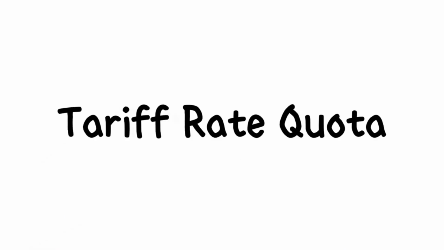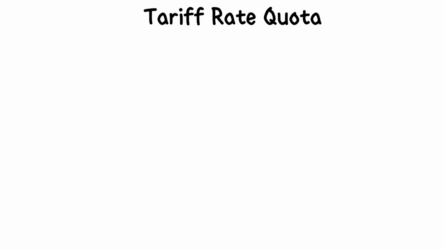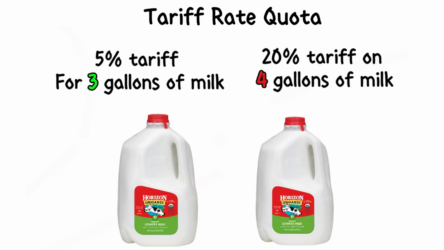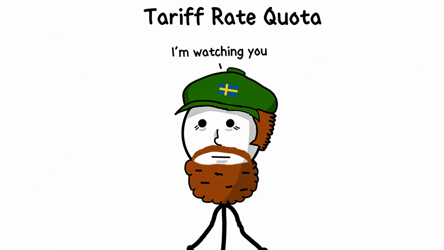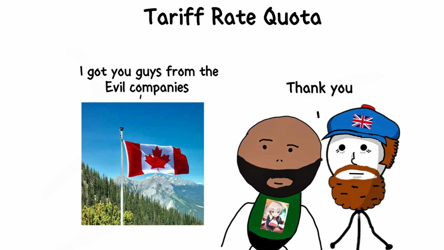Tariff rate quota. A tariff rate quota is a hybrid tariff system that combines a lower tariff rate for a limited quantity of imports and a higher rate tariff once that quota is exceeded. For example, a country might allow 10,000 tons of imported sugar at a 5% tariff, but if the importer brings in more than that amount, then the tariff might increase to 30%. Tariff rate quotas allow countries to manage imports more carefully by offering lower tariff rates on specific quantities and encouraging trade while protecting domestic industries.